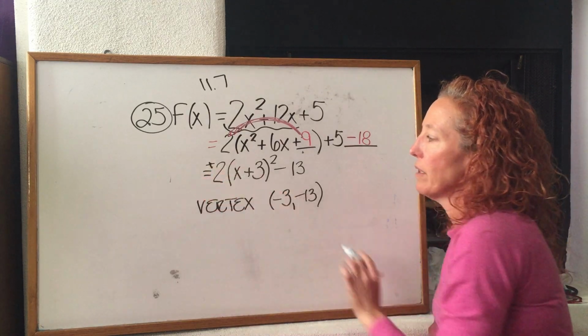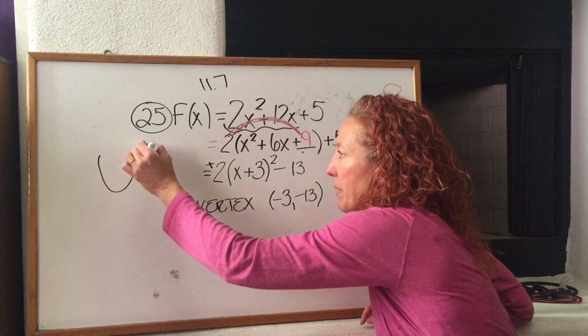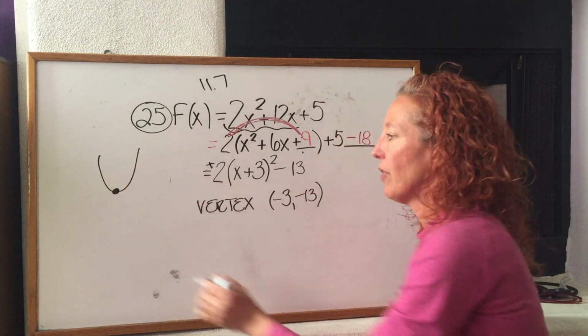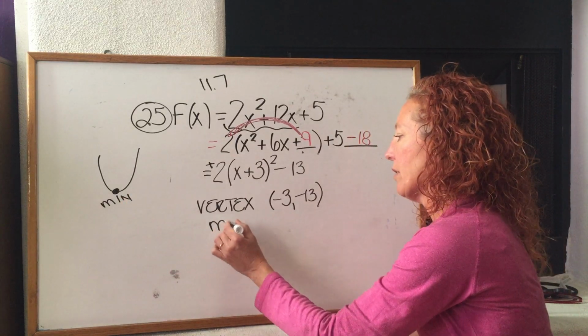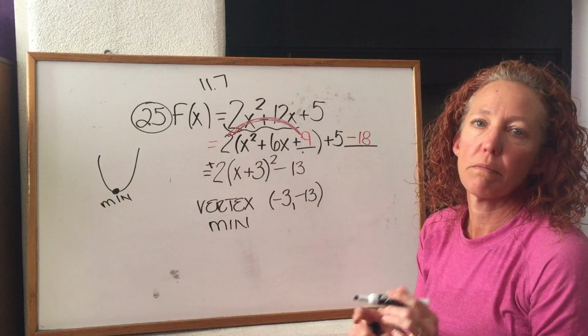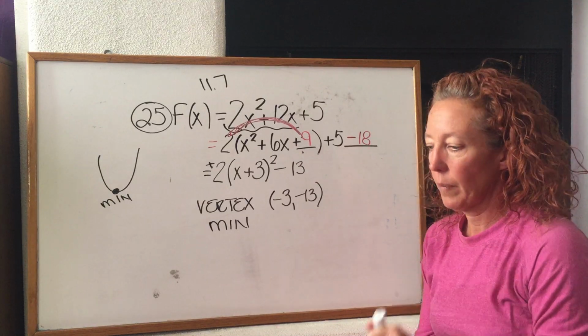Will this point be a max or a min? This is a positive 2, and so it's going to be like this. So that number there is going to be a minimum value, and so I just need you to write minimum, and that takes care of that. All right.